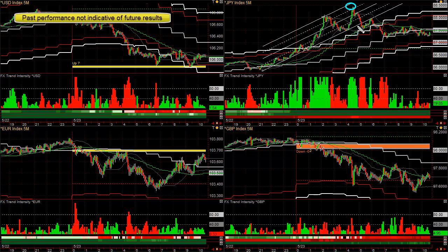And if you really want to wait for confirmation, you can wait for it to go down, try to go up again, fail, and break this swing low right here. That's a pretty high probability place to get out of a currency that's gone too far. And you can also do things like draw trend lines.